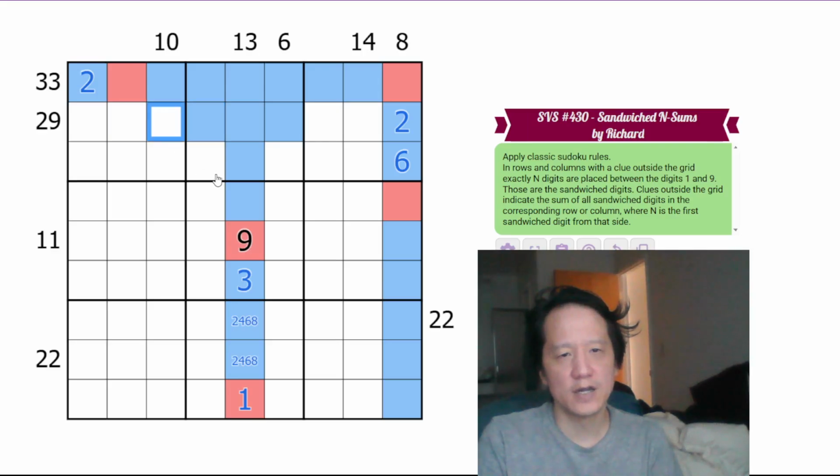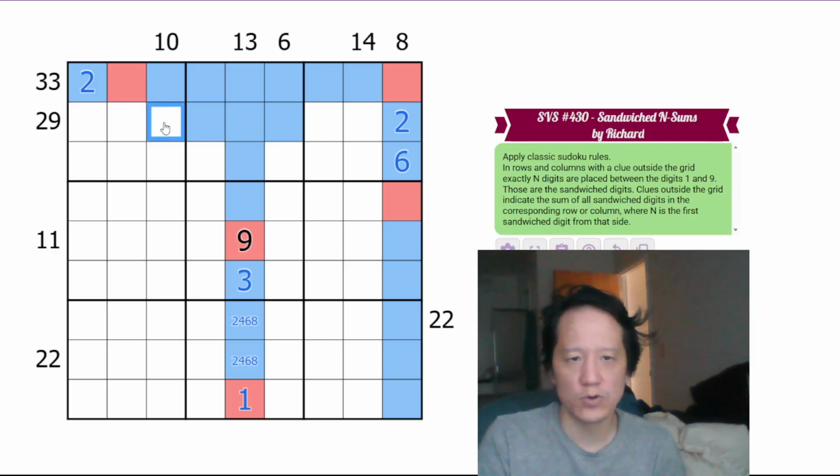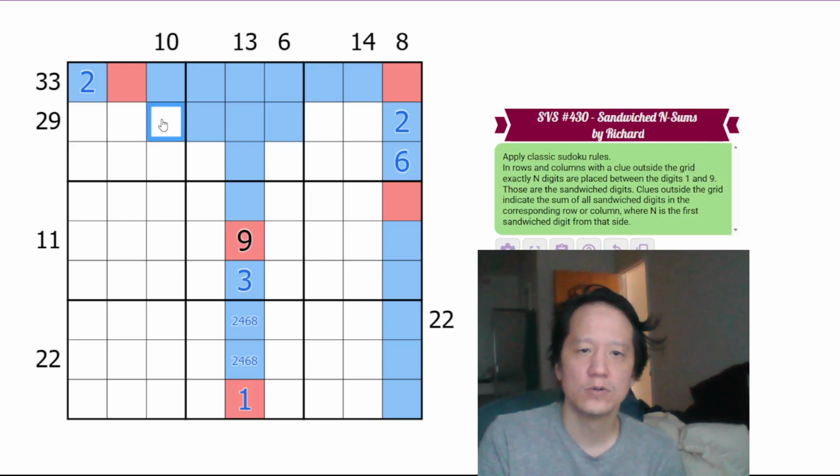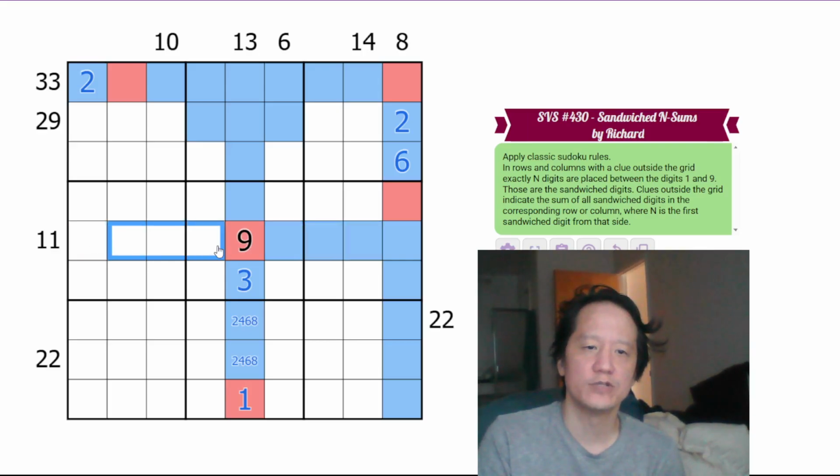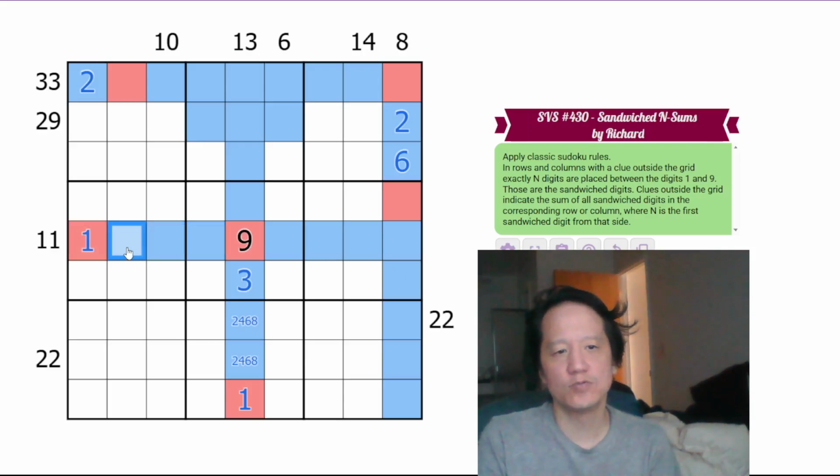This cannot be a sandwich clue anymore. This is not a sandwich clue, so it can't be 3 digits that way. Therefore, it must be 3 digits this way. And this is a 1. So this is 1. This has to be 3.